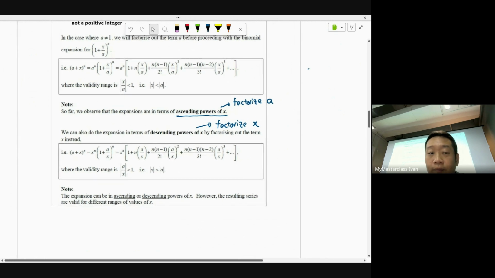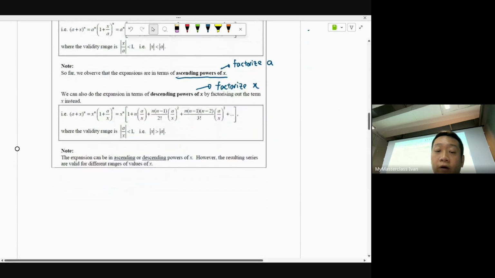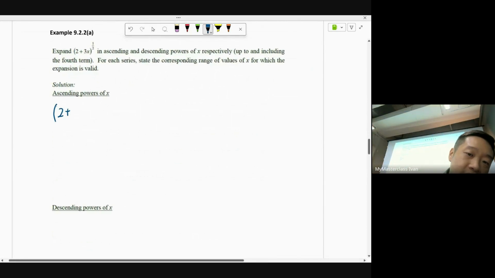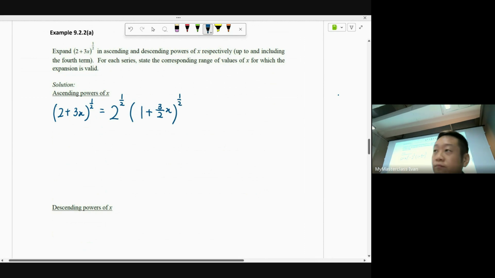And in binomial, the number one careless mistake that students make is when they factorize out something, they don't bring the power along. That is the number one mistake. Look at the next example over here: 2 plus 3x to the power of half. I want it to be ascending power of x, so the x must be the numerator. I factorize out 2. When I factorize out 2, it becomes 2 power half. Must bring out the power together. So this will become 1 plus 3 over 2x, the whole thing to the power of half. So this is equals to 2 power half, just remain.